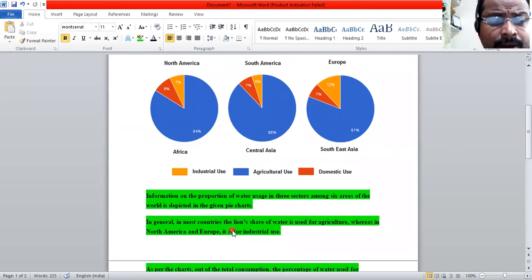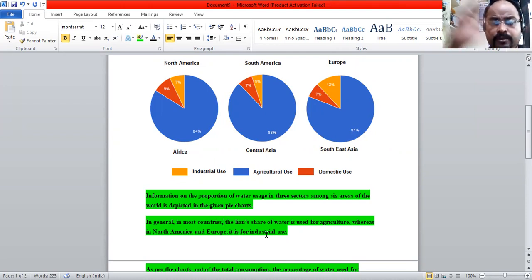Now, the second thing, in general, the overview. In most countries, in general, I can have a comma there. The lion's share of water is used for agriculture, whereas in North America and Europe, it is for industrial use. So you can see in the majority of the countries, the lion's share of water is used for agriculture, whereas in North America and Europe, it is for industrial use.